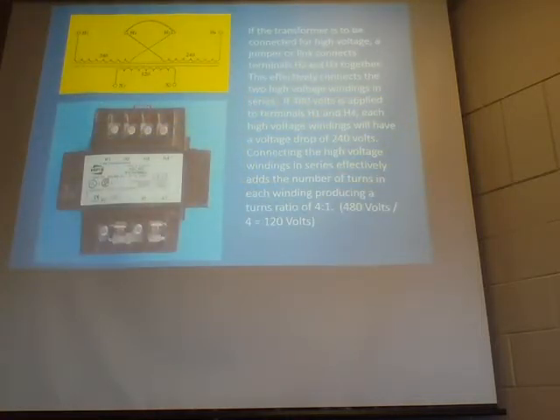If the transformer is to be connected for high voltage, a jumper or link connects terminals H2 and H3 together. This effectively connects the two high voltage windings in series. If 480 volts is applied to terminals H1 and H4, each high voltage winding will have a voltage drop of 240 volts. Connecting the high voltage windings in series effectively adds the number of turns in each winding, producing a turns ratio of 4 to 1. 480 volts divided by 4 gives you 120 volts. So you're in series, so you're adding turns, more turns, higher voltage.